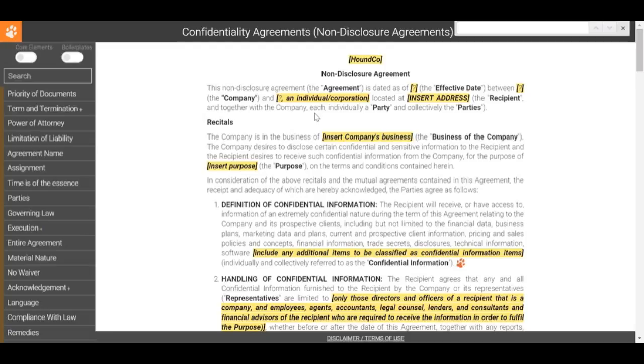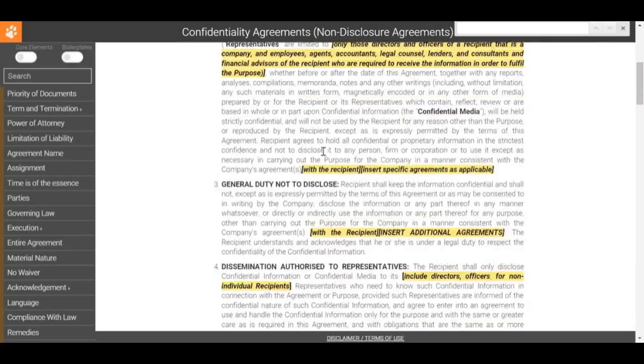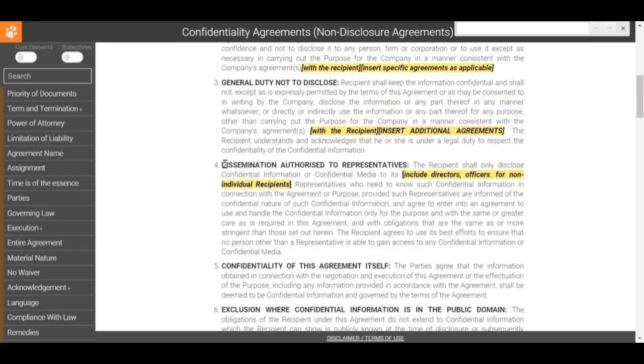So to discuss the next concept, let's talk about dissemination authorizations. Confidential information is intended to be kept confidential, except in certain circumstances. A safe harbor of confidentiality is allowed for folks such as advisors, employees, lawyers, those individuals that are specified within the confidentiality agreement as authorized representatives. To see that in the contract, let's scroll down to this clause here, dissemination authorized to representatives.